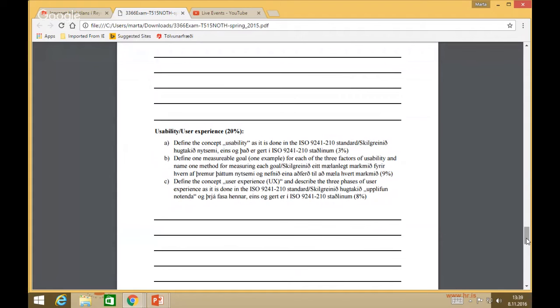Okay. So what are the three factors of usability? Let's start there. Do you remember? What is the first factor? Effectiveness. The second one is efficiency. Yeah. Third is satisfaction. Okay, and then one measurable goal for effectiveness.